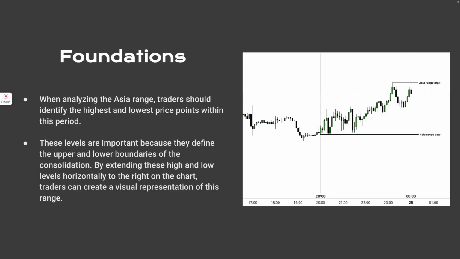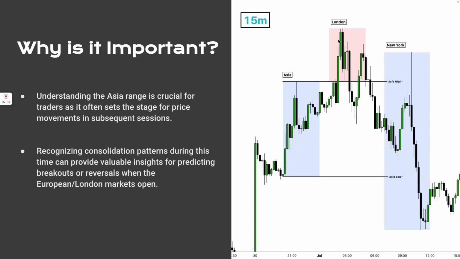When analyzing the Asian range, traders should identify the highest and lowest price points within the period. So as you can see here, you want to draw out the high and low of the Asian range. To help you do this, please draw a vertical line at 8 p.m., 20 o'clock, and another vertical line at midnight. Between these two time periods, you want to draw the low and the high. In the previous example, we did the same thing, the low and the high.